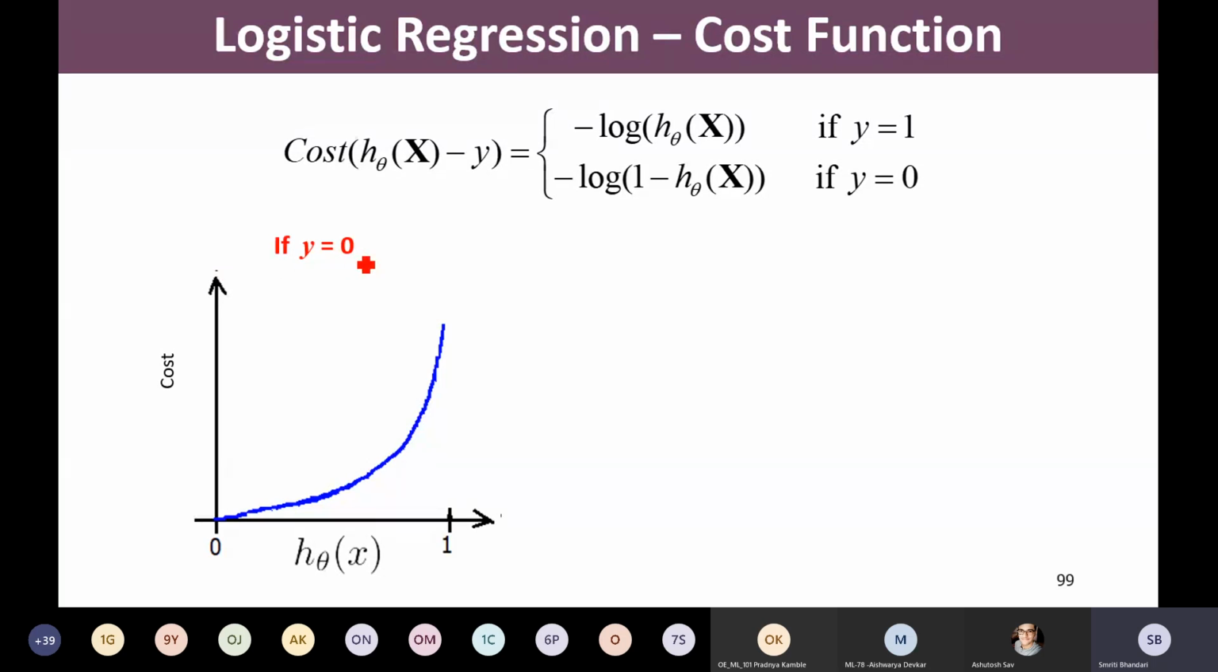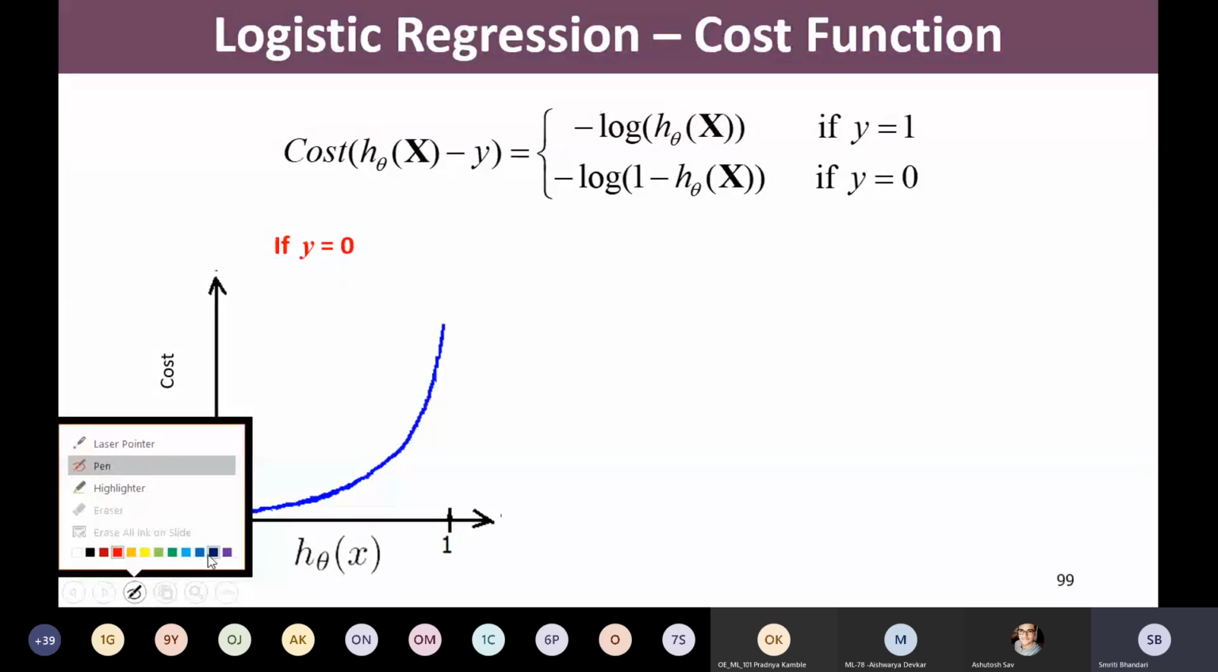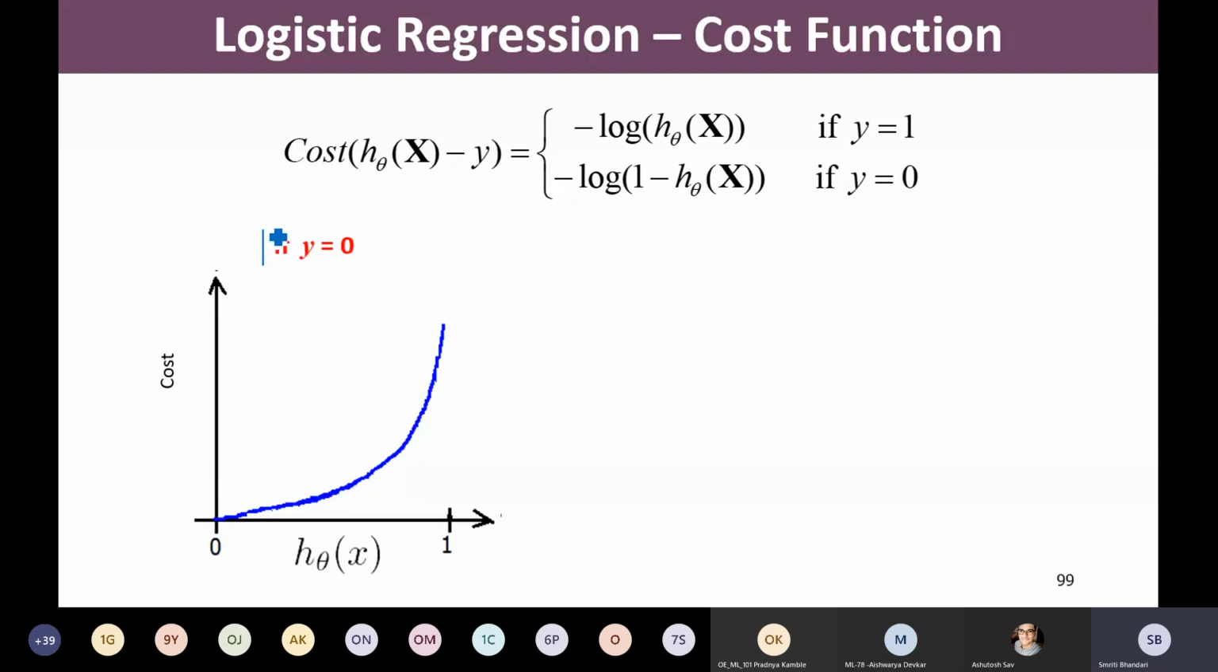So if y is 0, then this minus log of 1 minus h theta x will look like this. Once again, my h theta x will lie in the range 0 to 1. If we try to compute the values of this minus log of 1 minus h theta x based on all these different values in this range 0 to 1, our plot will look like this. So this is the case when our y is equal to 0.